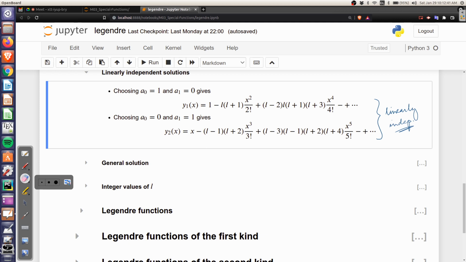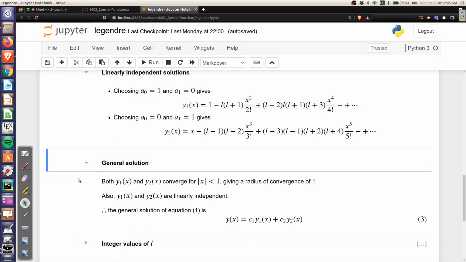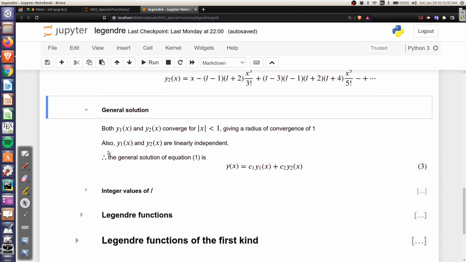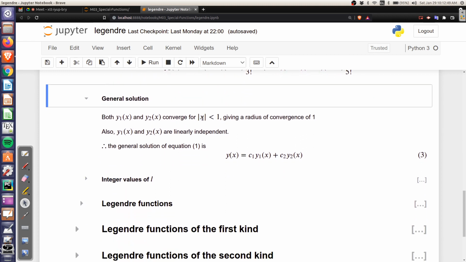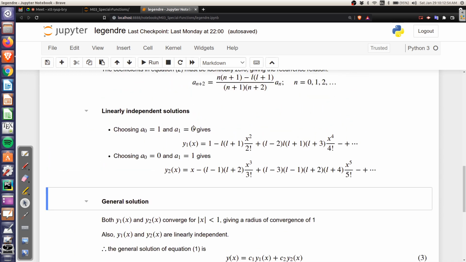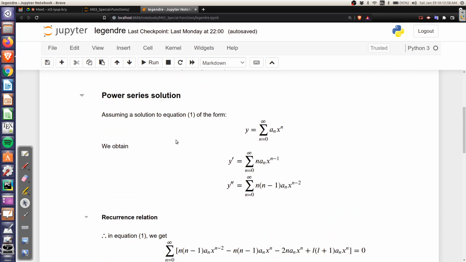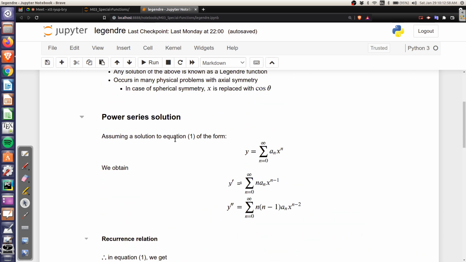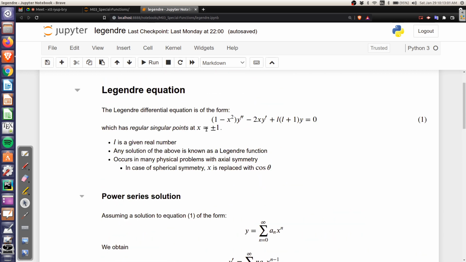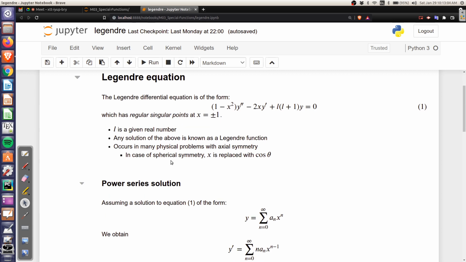So we have a couple of linearly independent solutions, and both of them, y1 and y2, are convergent for modulus x less than 1. Where does this modulus x less than 1 come from? It comes from the fact that this equation has regular singular points at plus or minus 1, which form the boundary. This is where it comes from.